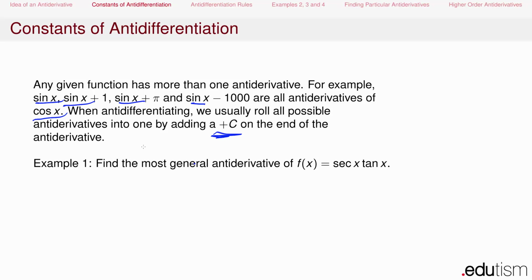So in example 1, we want to find the most general antiderivative of f of x equals secant x tan x. Well, the idea is we first ask, okay, what has secant x tan x as its derivative? Well, that would be secant x. Now, of course, secant x is not the most general possible antiderivative. To make it more general, we add the plus c on the end, saying secant x plus 2, secant x plus 10 are all going to have this same derivative of secant x tan x.